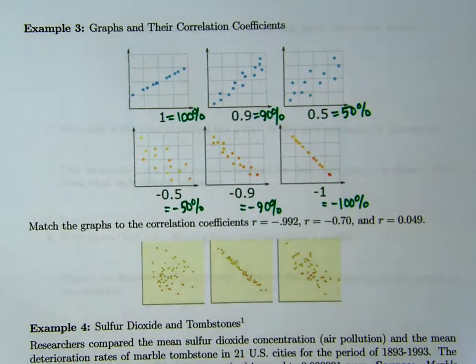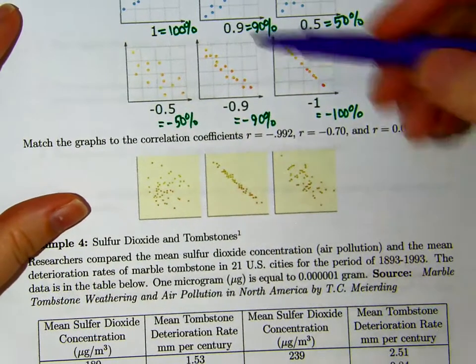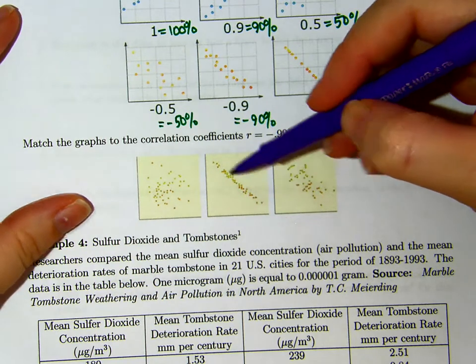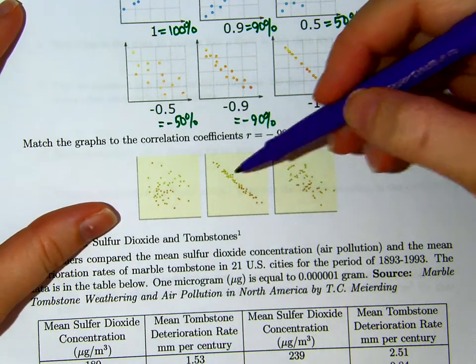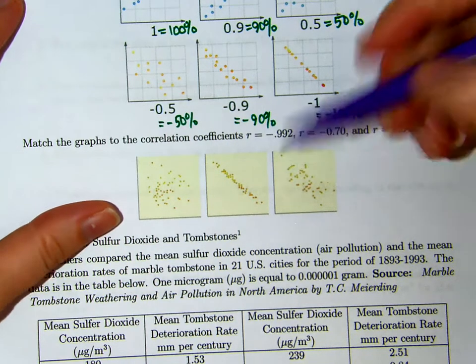Sorry about that interruption. This is clearly the strongest linear relationship, and it's going down. So I look at this and I'm like 99.2, that's this one.